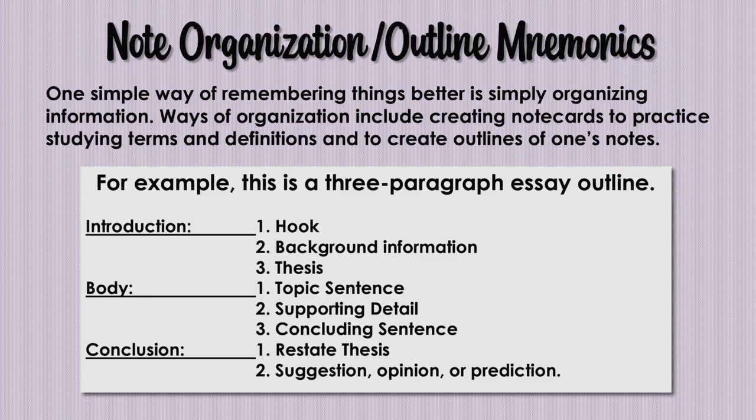For example, this is a 3-paragraph essay outline. Introduction. Number 1. Hook. Number 2. Background information. Number 3. Thesis. Body. Number 1. Topic sentence. Number 2. Supporting detail. Number 3. Concluding sentence. Conclusion. Number 1. Restate thesis. Number 2. Suggestion, opinion, or prediction.